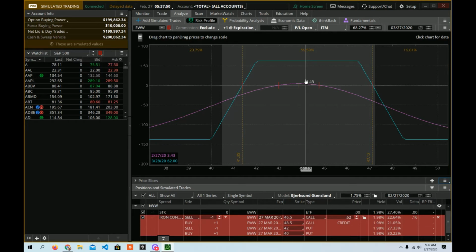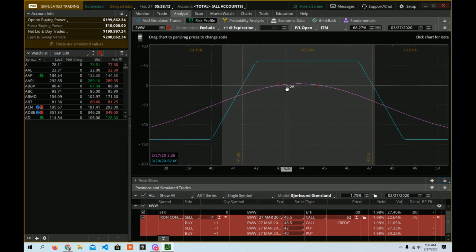The other thing I want to call your attention to, obviously this turquoise line may or may not be obvious. This turquoise line is the risk profile at expiration, while this is what it is today. So you can see that if we open the trade here, there's some wiggle room to the right, but we begin losing as we move to the right and losing as we move to the left.